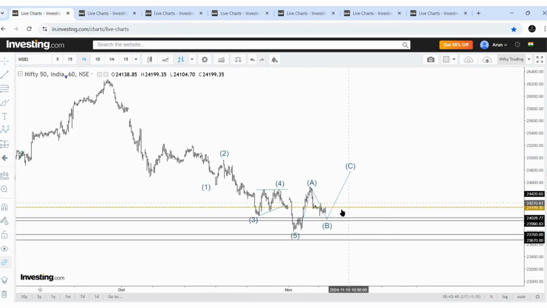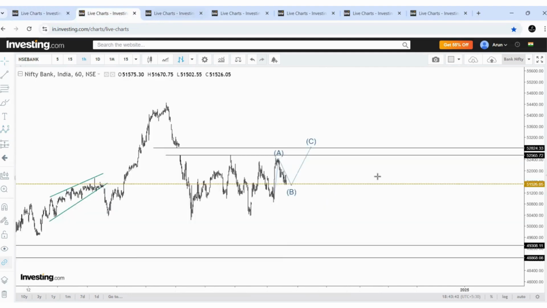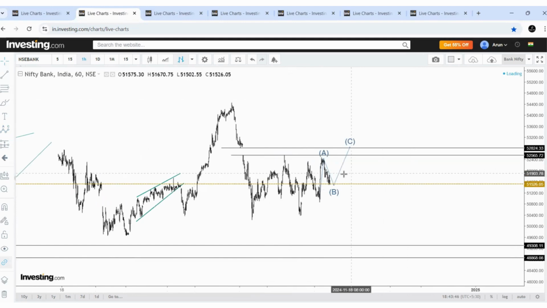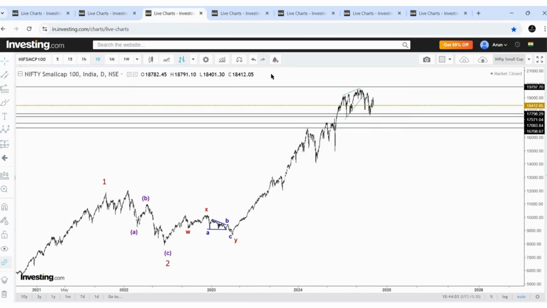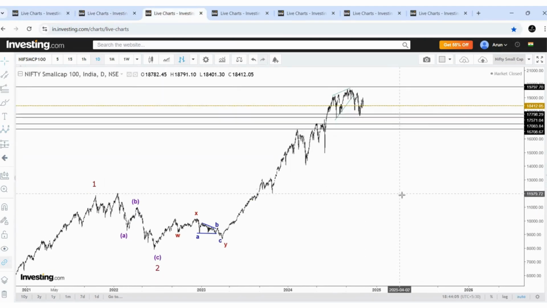And if the price comes lower below this point, then we need to think about other options in Bank Nifty, because we are expecting one more low in Bank Nifty also to these levels. Okay, so let's wait for the price confirmation. And this is the update on Nifty and Bank Nifty. And in small caps, a few points to discuss.